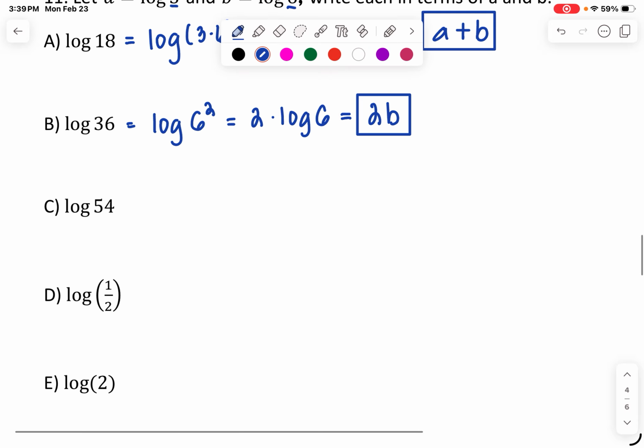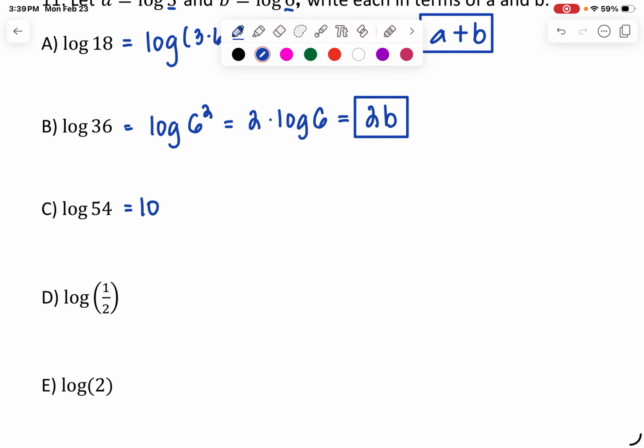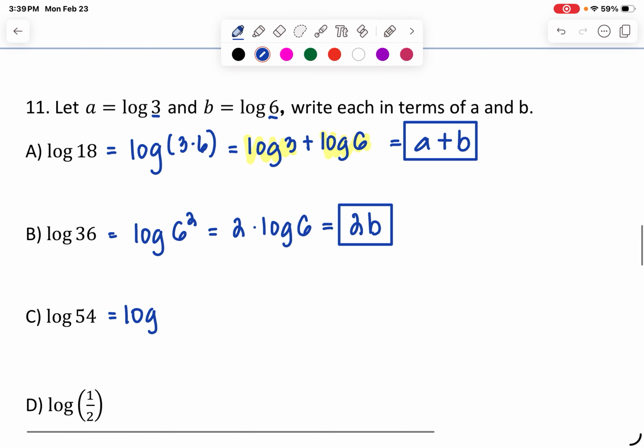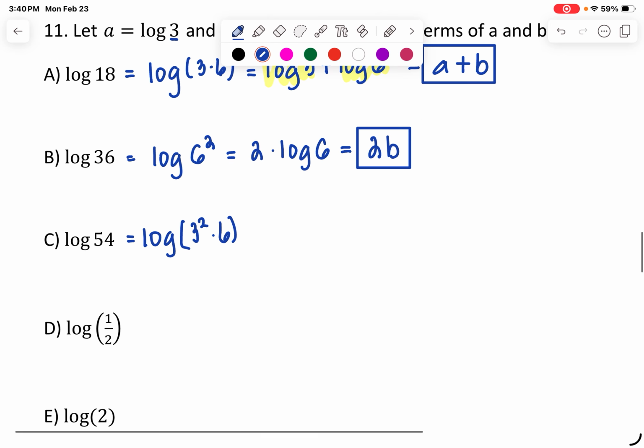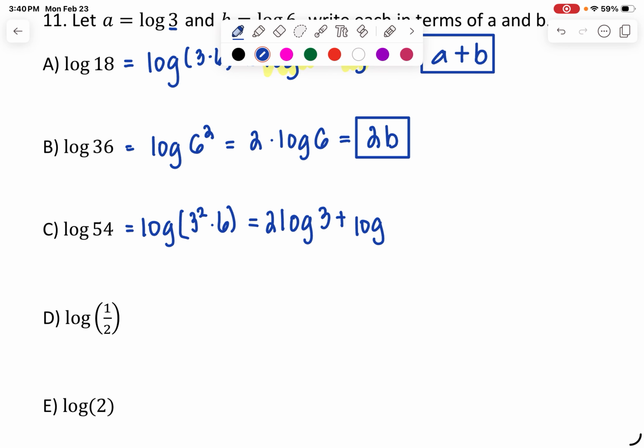All right, 54. I got to think about this one, right? So common log of, I got to use 3 and 6. So 9 times 6 is 54. So I know it's times 6. 9 is 3 squared. So 3 squared times 6. All right? Oh, I should go like this first. I can break it up into multiplication. Common log of 3 to the second power, so I'll bring the 2 in front, plus log 6 is equal to 2a plus b. And once again, if you're getting there in a different way, but you're still getting there, it's fine.